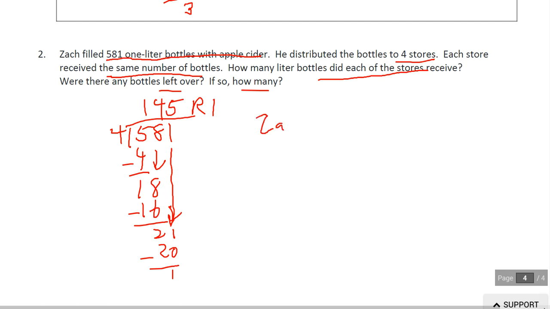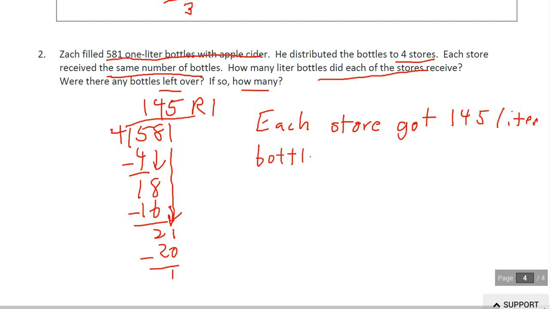So we have each store got 145 liter bottles. There was 1 bottle remaining.